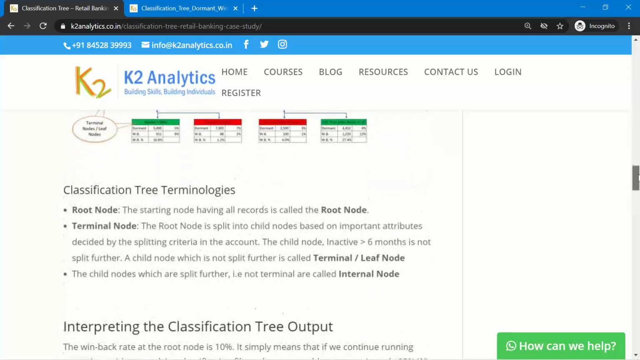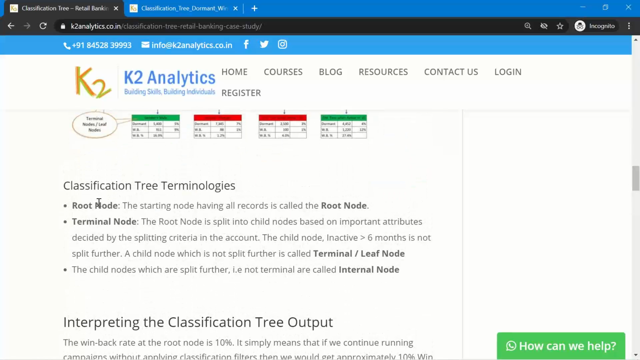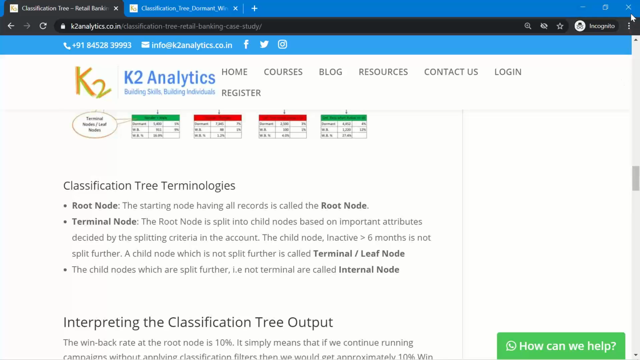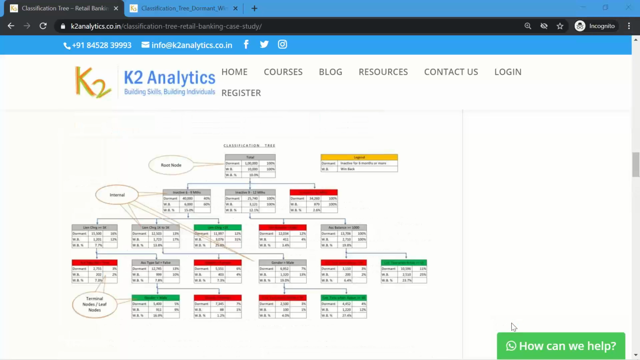Terminologies I have already explained in reading the tree. There are three important terminologies: the root node, the starting point of the tree where all records are present; terminal nodes, the nodes which are not split further, called terminal or leaf nodes; and the child nodes which are further split, that is, they are not terminal, called internal nodes. These are some classification tree terminologies.